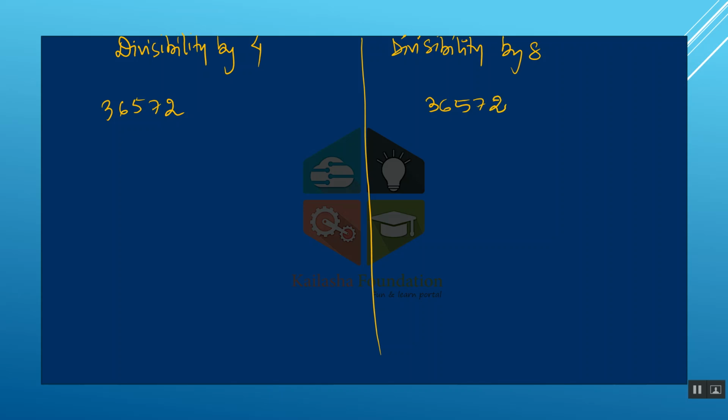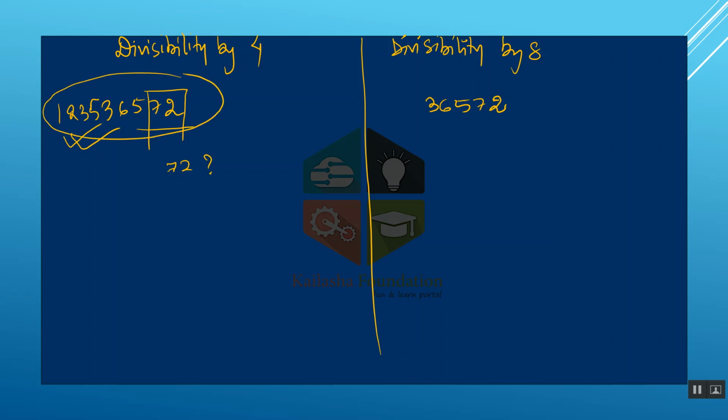Okay, for the divisibility by 4, no matter what this given number is, in fact you add a few more digits here to the end, 1 2 3 5. No matter how large the number is, you have to just consider the last two digits. What is this number? 72. Is 72 divisible by 4? Yes, 72 is divisible by 4. So the complete number, this entire number, is divisible by 4.